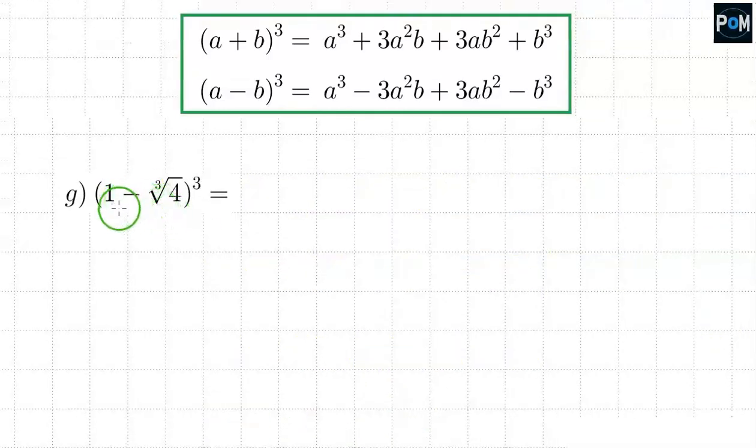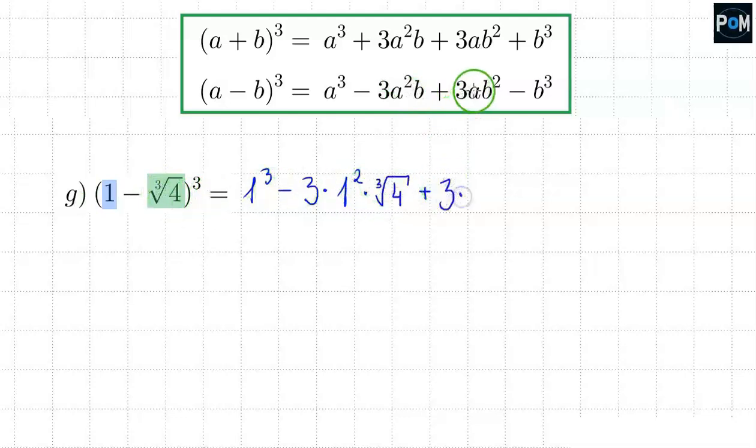In example G, we have roots again. We use the formula for the cube of a difference, because we have subtraction here. This is our a, and this is our b. First, it should be a to the power of 3. That is 1 to the power of 3. Then we have minus 3 times a squared is 1 squared, and times b, which is the cube root of 4. Plus 3. First, we multiply 3 by a, which is by 1. Then we multiply it again by b squared, which is the root raised to the second power. Minus b to the power of 3, which is this root raised to the power of 3.